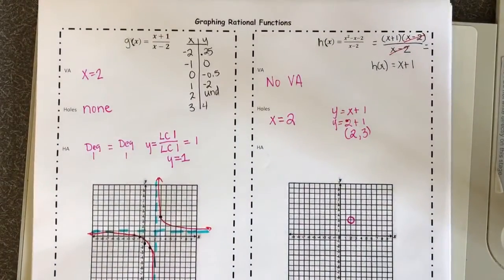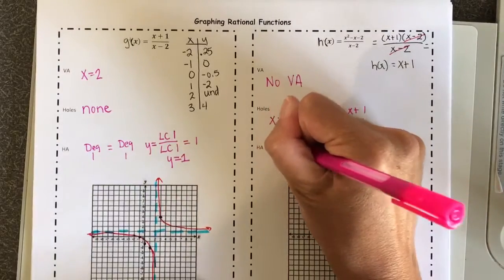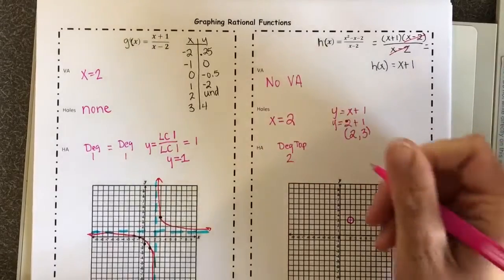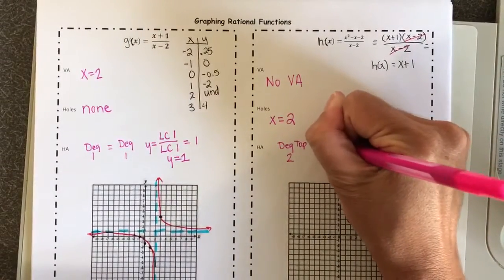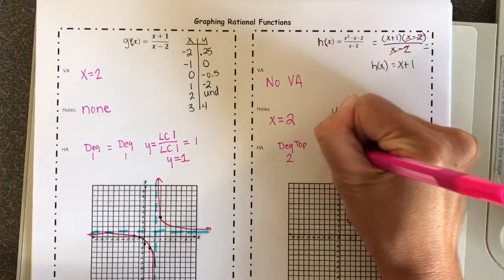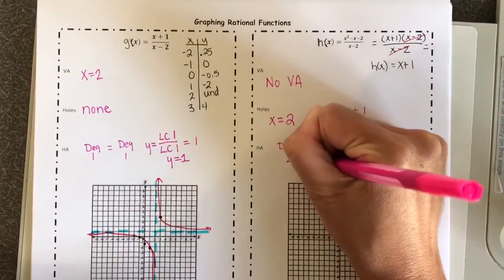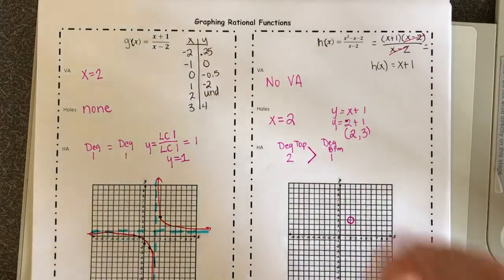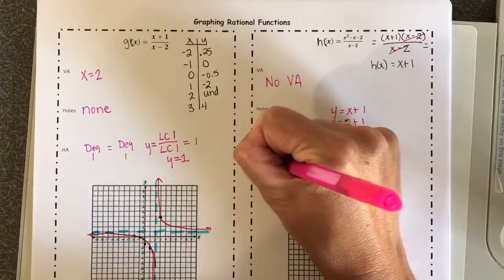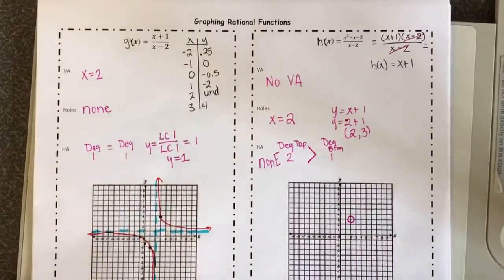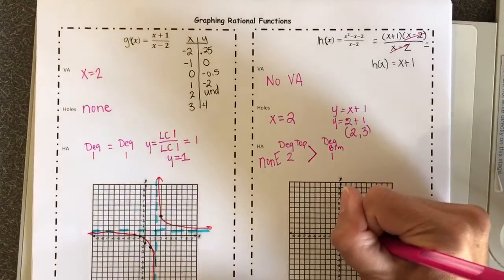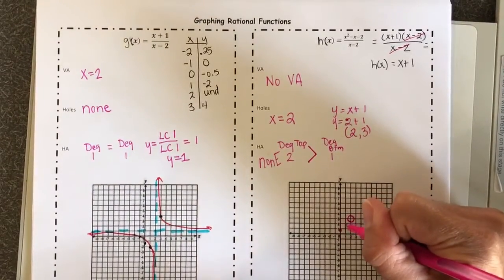So what about my horizontal asymptotes? Well, the degree of the top is 2. The degree of the bottom is 1. Since the top is bigger than the bottom, hey, guess what? I have no horizontal asymptotes. So what does that mean? That means that I am going to graph this line. I'm going to graph a line that has a y-intercept of 1 and it has a slope of 1, so rise 1, right 1.